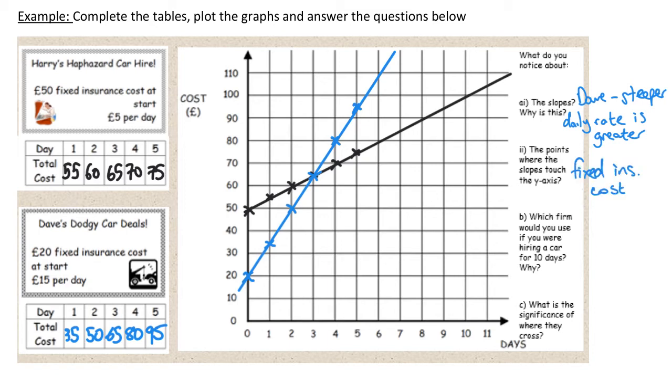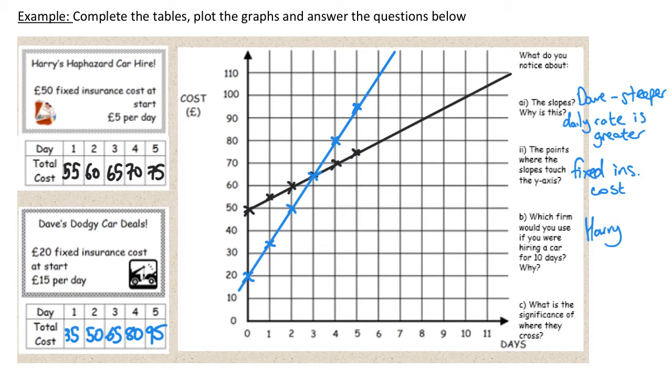Part B, which firm would you choose if you were hiring a car for 10 days? Well, what we can see is that for 10 days, if we go up on the graph, there's only one line, and it's the black line. It's the one that we come to first. It would be £100. So that would be Harry. We can't actually see where Dave's would be. It would be a lot greater than that. So we would pick Harry for that.